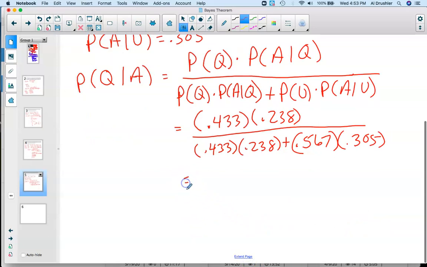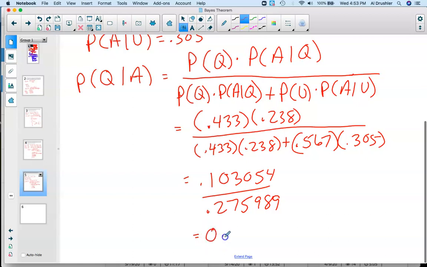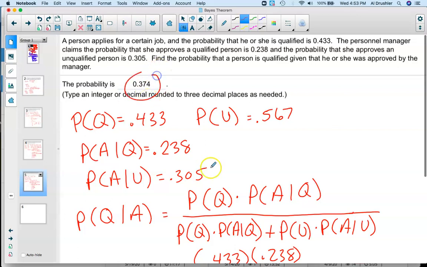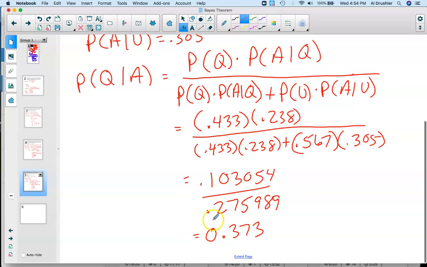Okay, in our numerator, you type that in a calculator, we get 0.103054. Our denominator, we get 0.275989. And then when you put this in a calculator, you actually get 0.373. And I've been keeping the answers here. They say 0.374. However, usually there's some rounding issues, or they had rounded it a certain way. Maybe they didn't use all the decimals here. But either of these answers would be fine.